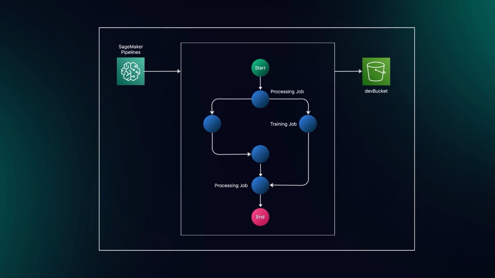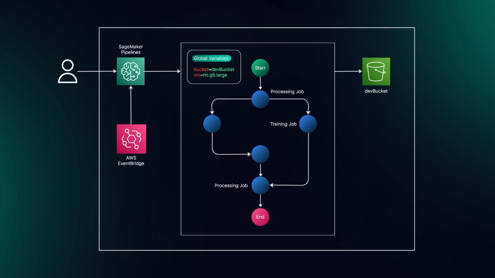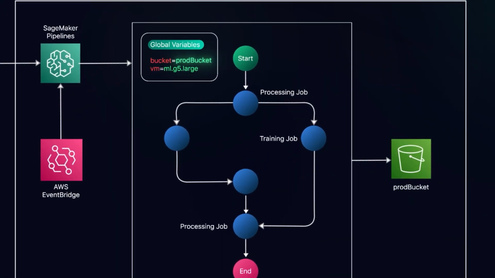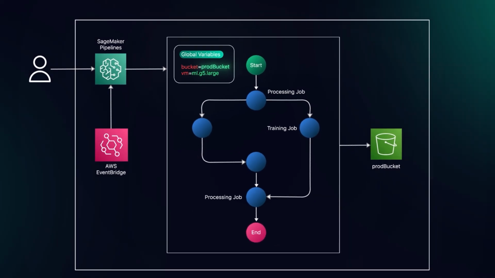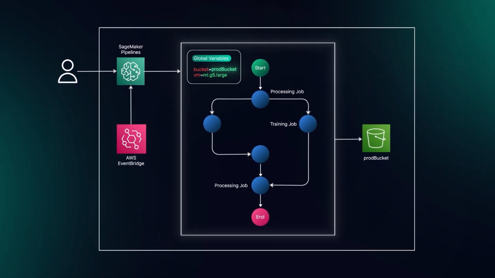Now that you can automate your use case end to end, you can also trigger the pipeline again and run it automatically using triggers like EventBridge. You can also define global variables in the pipeline, which you can specify while running the pipeline. In this way, you can simply change the S3 bucket or the VM to run the pipeline on, or inject different environment variables in the code, making these pipelines highly customizable at runtime. Alright, that was it for training.